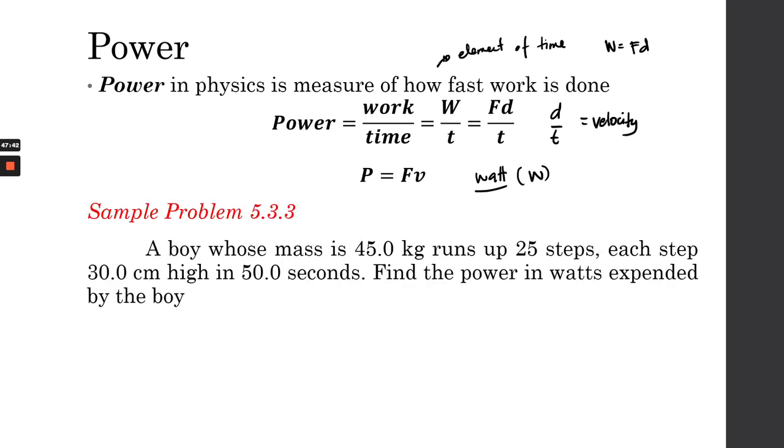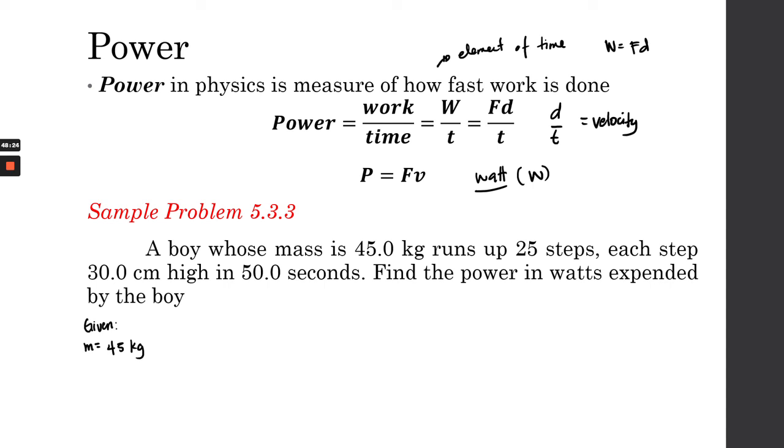So let's try this as an example. A boy whose mass is 45 kilograms runs up 25 steps, each step 30 centimeters high, in 50 seconds. Find the power in watts expended by the boy. So how are we going to do this? Let's write our givens. We know the mass of the boy to be 45 kilograms. He's running up 25 steps, and each step is 30 centimeters high.